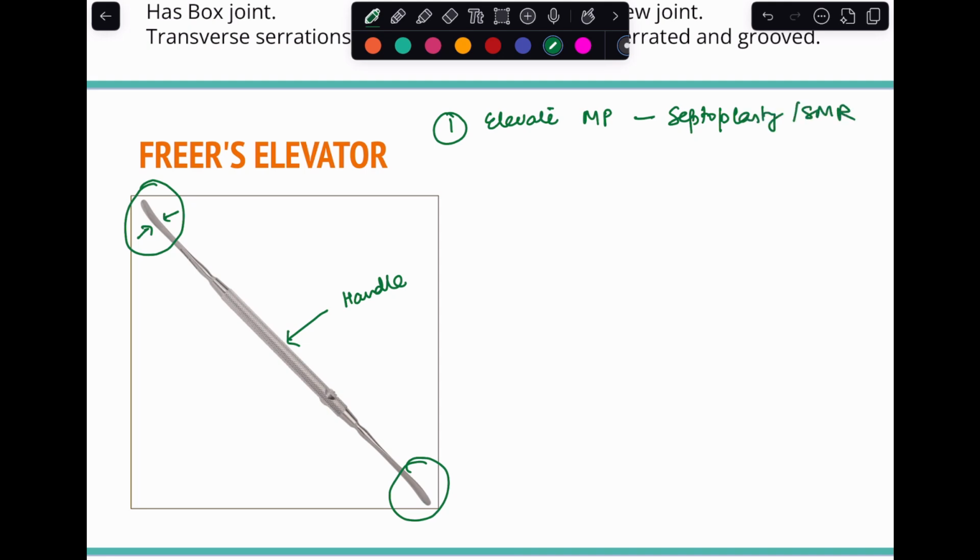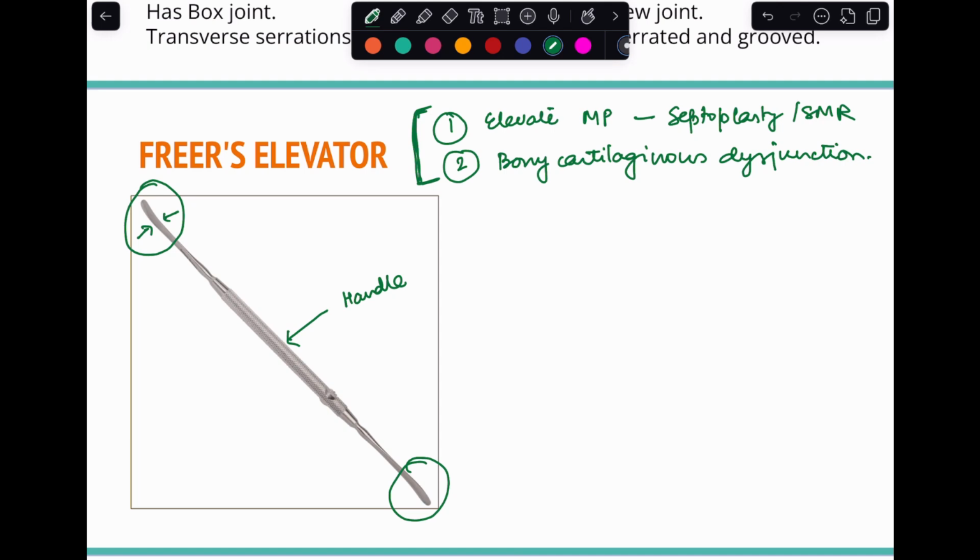This is our first use in case of septoplasty. Second, this is also used to do a bony cartilaginous disjunction to separate the septal cartilage from the bony septum. This is one of the steps in septoplasty. So you use Freer's elevator to separate the septal cartilage from its bony attachments. Third, so these are the two uses that we have in case of septoplasty.